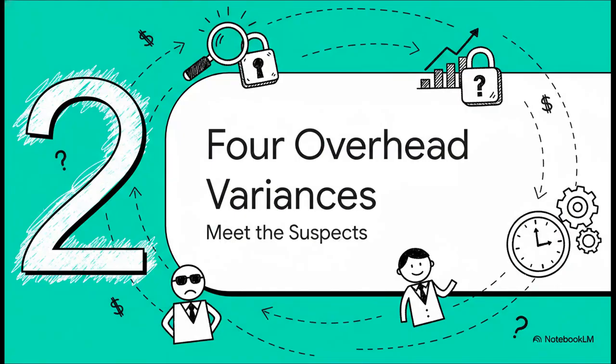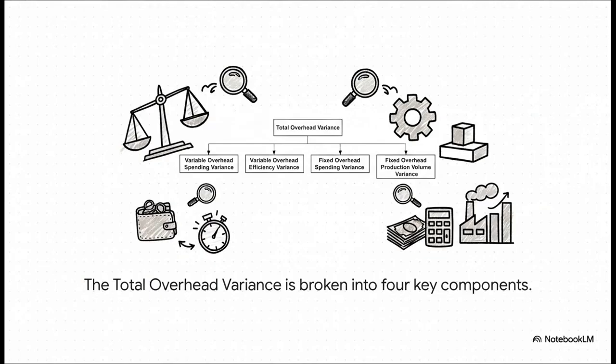Now, the total difference in our overhead budget, it's not just one big random number. Nope, it's actually the result of four very distinct things that could have gone wrong. These are our four main suspects, and our job is to figure out which one or which ones are really responsible for blowing up our budget.